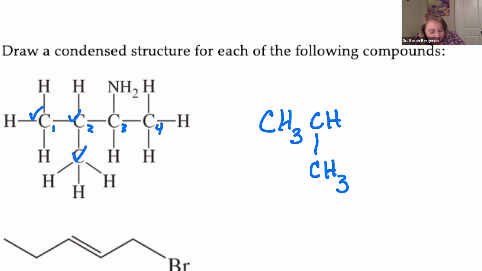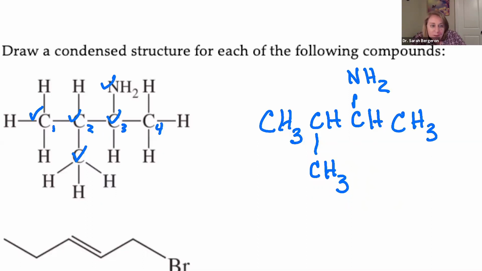Now I'm going to go to carbon 3. Remember, you're not going to draw a bond. You're going to write C that has 1 hydrogen, and attached to that, we have NH2. So I have that carbon and my NH2. My last carbon, carbon 4, has 3 hydrogens. And that's it.